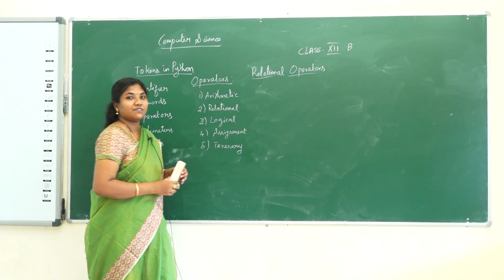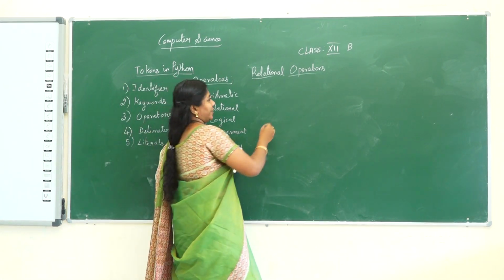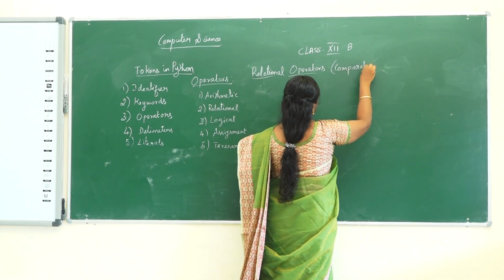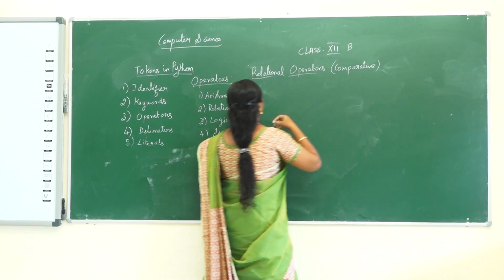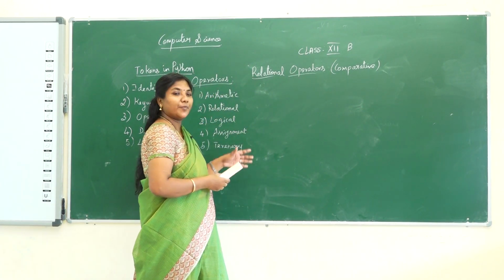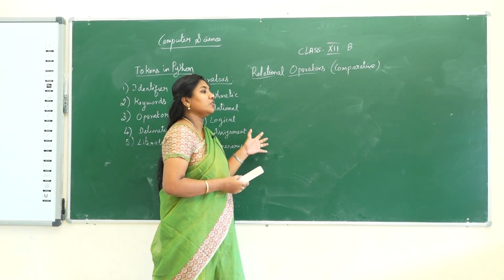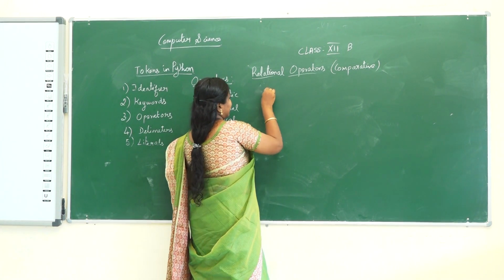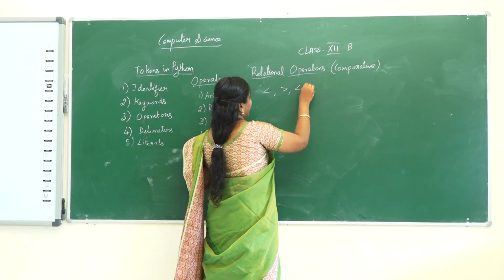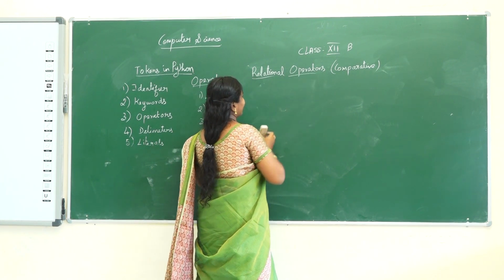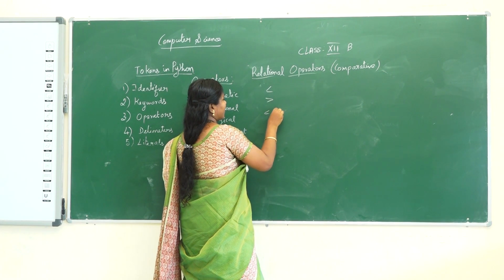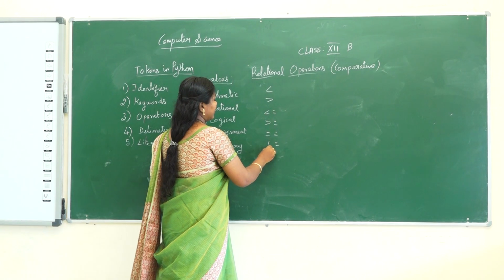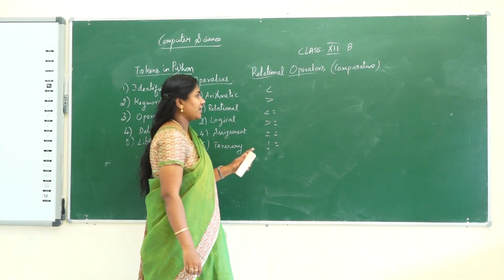Relational operators, we will say it also as comparative operators. So what are the relational operators or comparative operators? They are used to compare two values of two operands. Less than, greater than, less than or equal to, greater than or equal to and not equal to. So these are the relational operators or comparative operators.